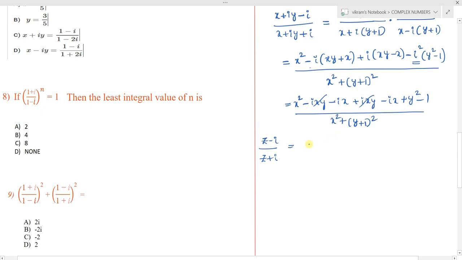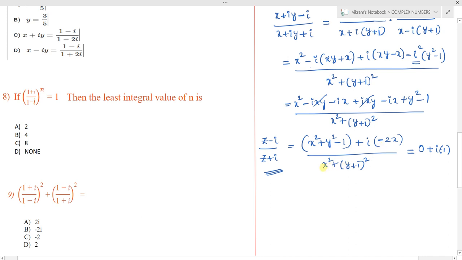Then if we write this as x square, the real part is x square plus y square minus 1, plus iota times of minus 2x, all by x square plus y plus 1 whole square, which equals, in the question, z minus i by z plus i, an imaginary number. That means the real part is 0 and the imaginary part is present, so I am considering some i into 1.